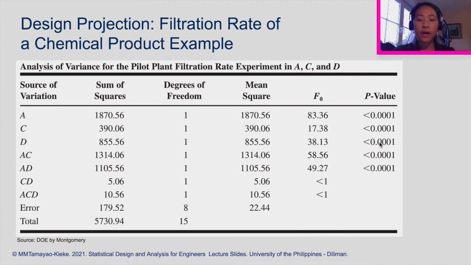Now, in general, you can do this. If you have H negligible factors from K factors, so H is less than K, then in the projected design, you can have K minus H factors with 2 to the H replicates.